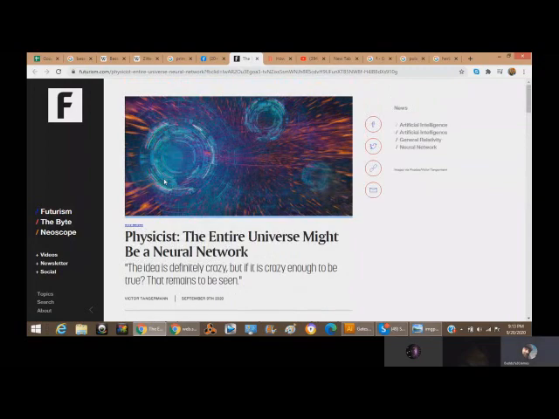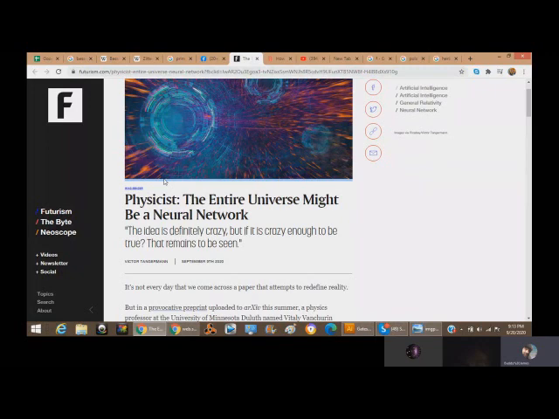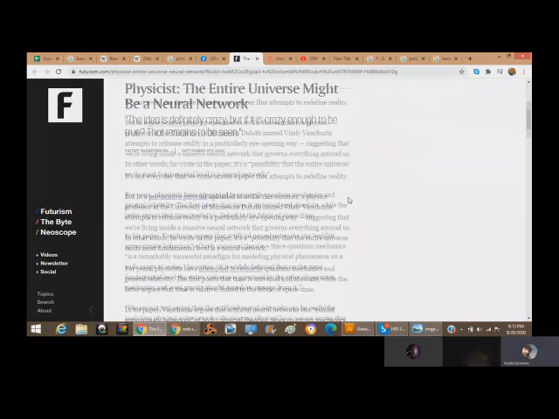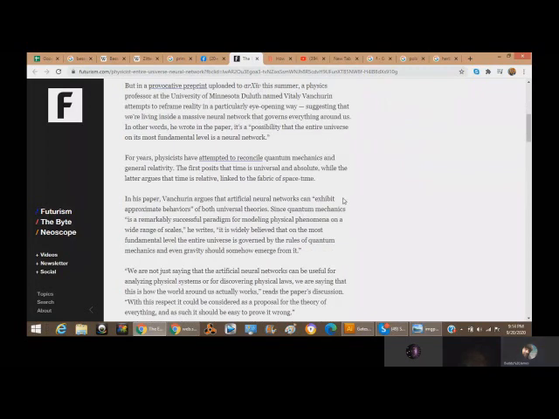So we'll see what this little thing's about. Physicists: the entire universe might be a neural network. The idea is definitely crazy, but if it's crazy enough, it might be true. That remains to be seen. Okay, here it is. Provocative preprint, University of Minnesota. Next time I'll go through some of these articles and read them before I do News Hour so I can actually comment on them. But I'm just pulling it up for everybody else and doing little talks, little anecdotes.